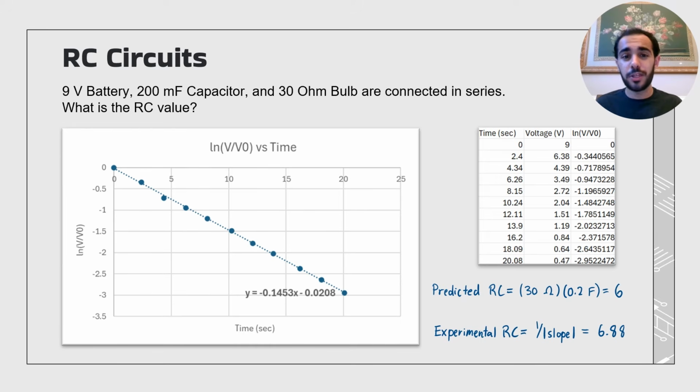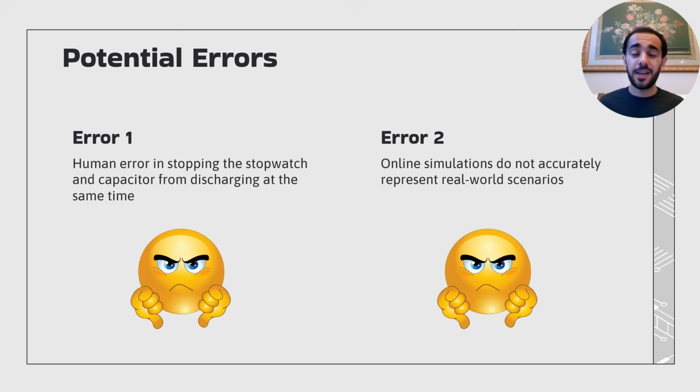We see a linear relationship between the two, and our experimental value is pretty close to the predicted. In this lab, there were two major sources of errors. One was human error in trying to stop the stopwatch and the capacitor from discharging at the same time, and two was that online simulations do not accurately represent real world scenarios.